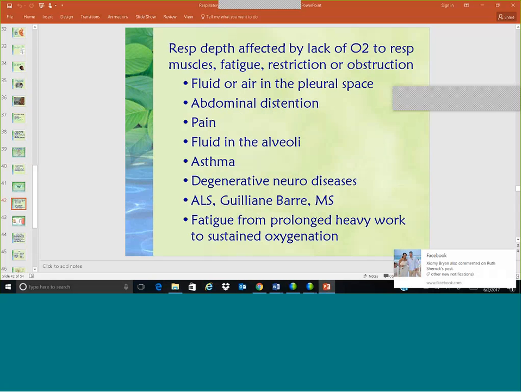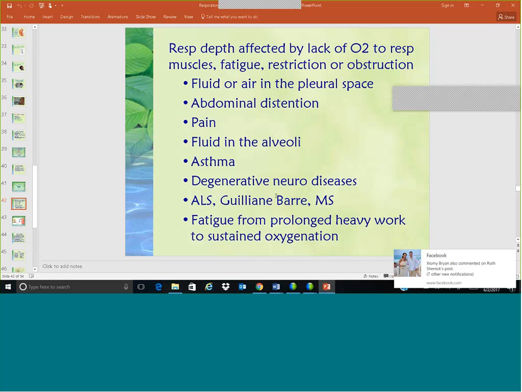Pain, talked about that, it's going to increase our workload, decrease our cardiac output. Fluid in the alveoli, maybe with CHF, or maybe someone has aspirated, then that fluid is not going to allow the oxygen exchange. Asthma is a problem with what? It's a restrictive problem. We can't get air in. If we can't get air in, we can't get oxygen in, it can't exchange.